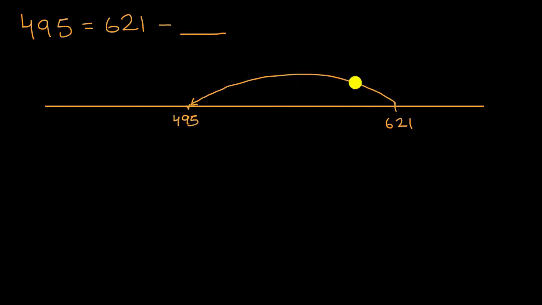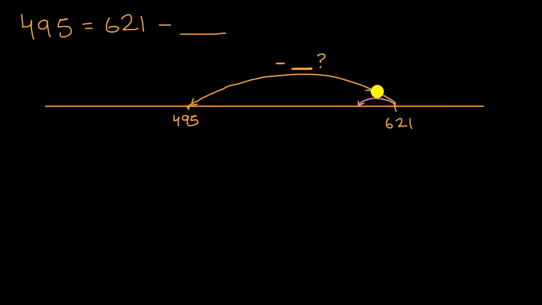So let's say this right over here is 495. Now what amount did we subtract? So here we are subtracting blank. That's my blank over there. And so we need to figure out what that is. So how do you go from 621 to 495? Well, one way that my brain does it, first we can subtract 21 to get to 600.